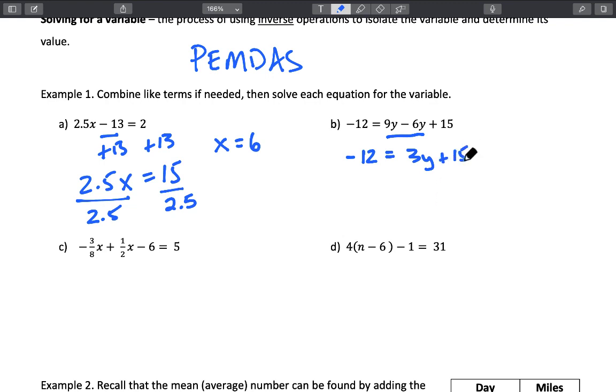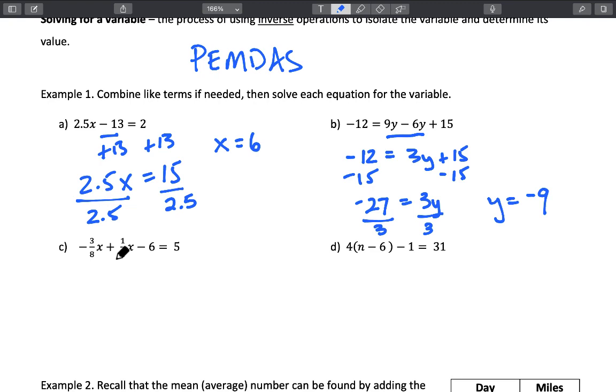Now I'm going to undo the addition and subtraction by subtracting 15 from both sides. That gives me now negative 27 is equal to 3y. And now I can undo my division, or sorry, I can undo my multiplication by dividing both sides by 3. That gives me a y value of negative 9.